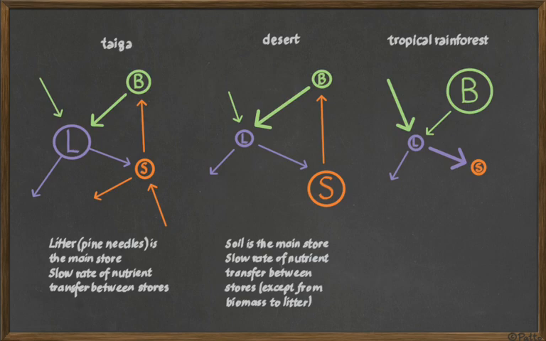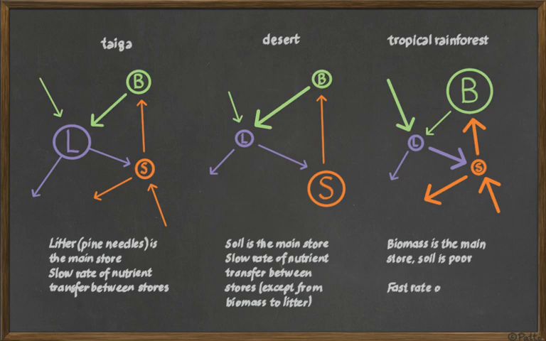But the soil doesn't stay there for long, because the soil gives nutrients, a lot of nutrients, to the biomass that's growing above it. Okay? There is also loss from the soil by washing. There is also weathering, giving nutrients to the soil. So the characteristic here is that the biomass is the main store in a tropical rainforest. The soil is the smallest, it's poor, and you have a very fast rate of transfer between the stores. So that is the characteristic of a tropical rainforest.